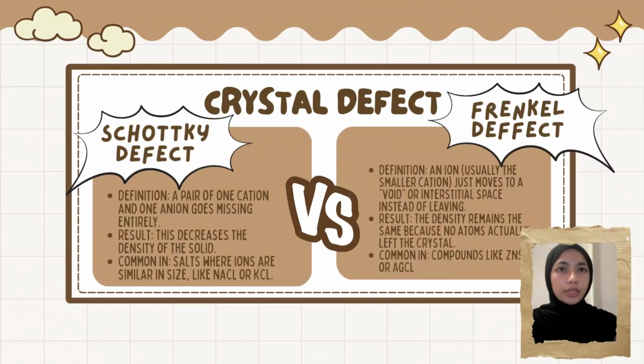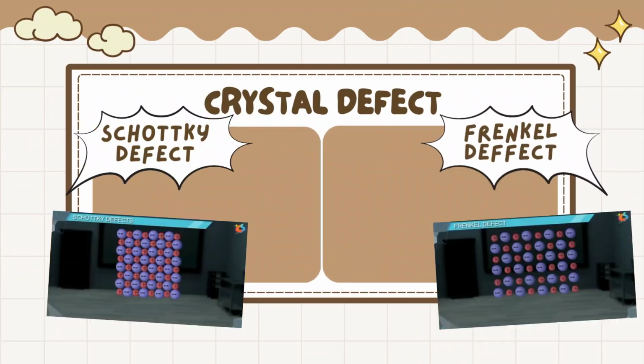sodium chloride. In contrast, a Frenkel defect, also known as a dislocation defect, occurs when an ion, typically the smaller cation, is displaced from its original lattice site into an interstitial position. Because the total number of ions within the lattice remains constant, the density of the solid is unaffected. This defect is prevalent in compounds with significant size difference between ions, such as silver chloride or zinc sulfide.